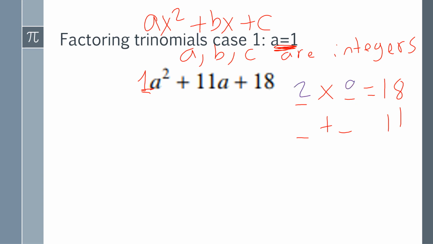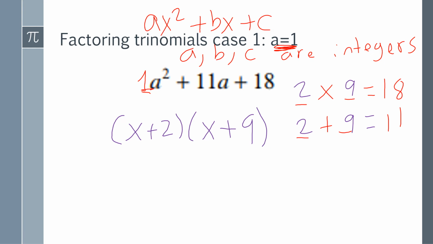2 times 9 is 18. 2 plus 9 equals 11. So x plus 2, x plus 9. And again, you guys seen it in Algebra 1, and you saw this in parts of geometry. So if you need more practice with factoring trinomials when the case is a equals 1, then there's more practice in Google Classroom. So let's move on. So that's case 1.